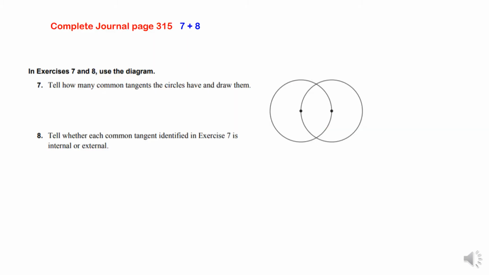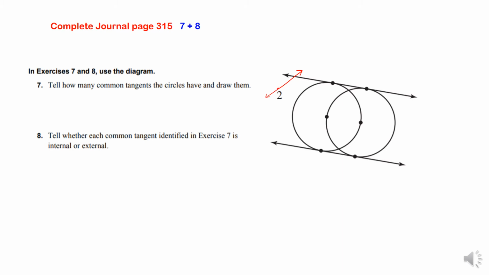Okay, this is from your journal on page 315. So tell how many common tangents the circles have and draw them. You can try to think of what all the tangents they have in common are, but keep in mind, if I have a tangent over here, it's not going to hit that other one. So here's a picture of the common tangents, and you can see that it hits both of them, so there's actually only 2. Then it wants you to tell whether each common tangent identified is internal or external. And they are both external, okay, because they don't have anything to do with the centers.